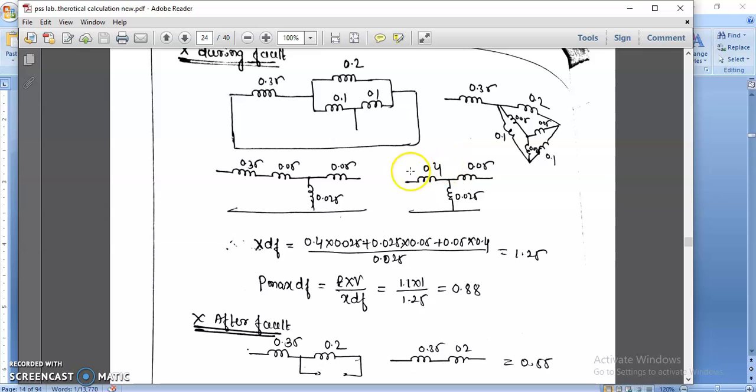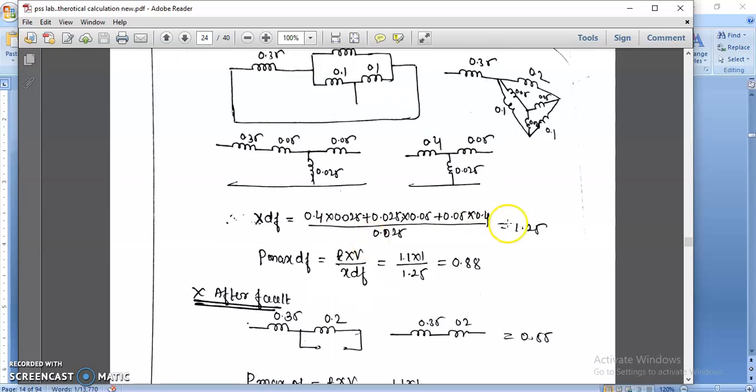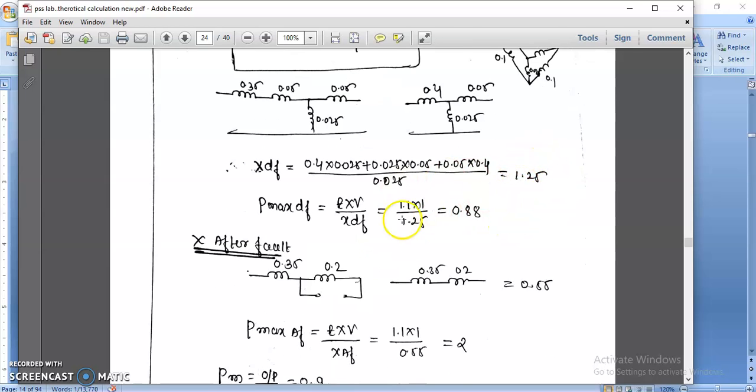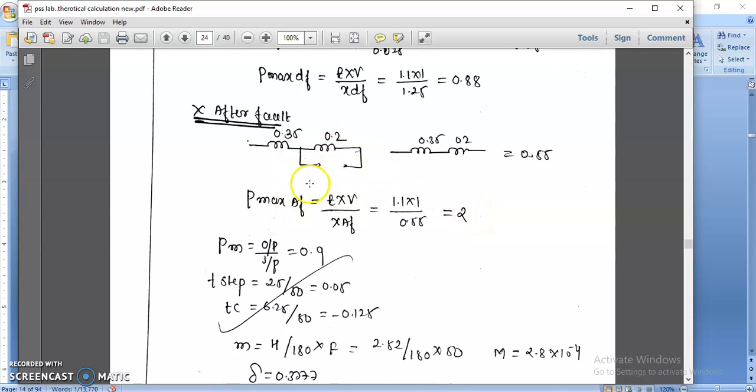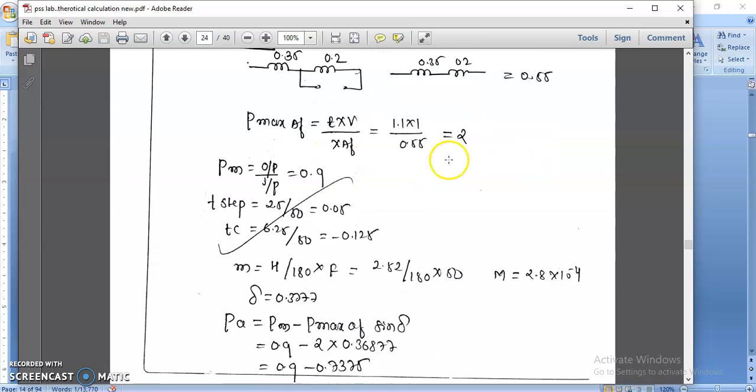So now total reactance, this is star, total reactance will be 0.4 into 0.025 and 0.025 into this into this, divided by this value. So total reactance during fault will be 1.25. Similarly, power during fault will be E into V divided by X during fault. Multiply it, the value we are getting is 0.88. This is during fault. After fault, wherever the fault has happened, that has to be deleted. So both you add, you will be getting 0.55. So P max after fault will be 2.